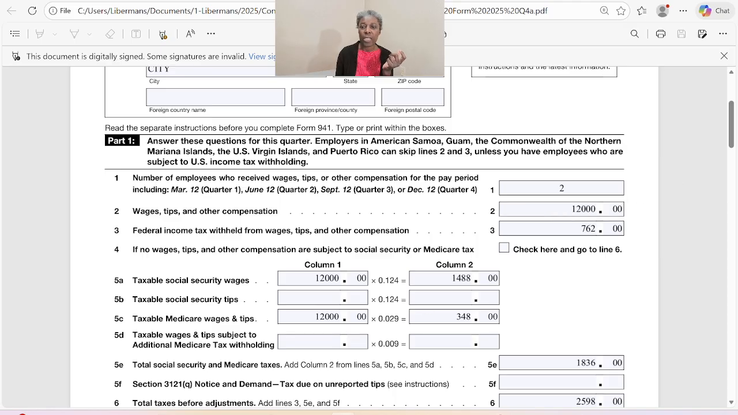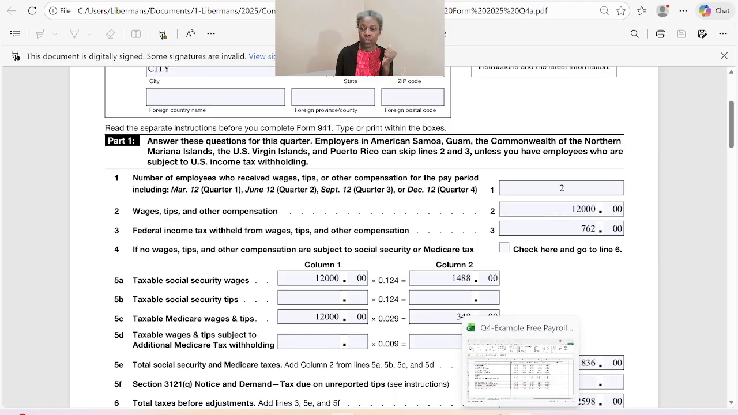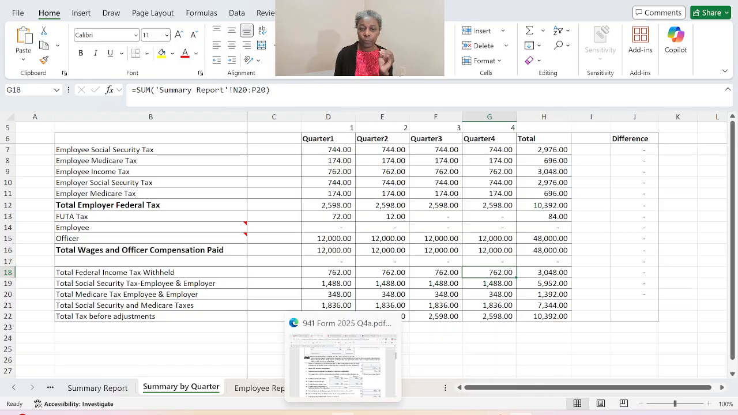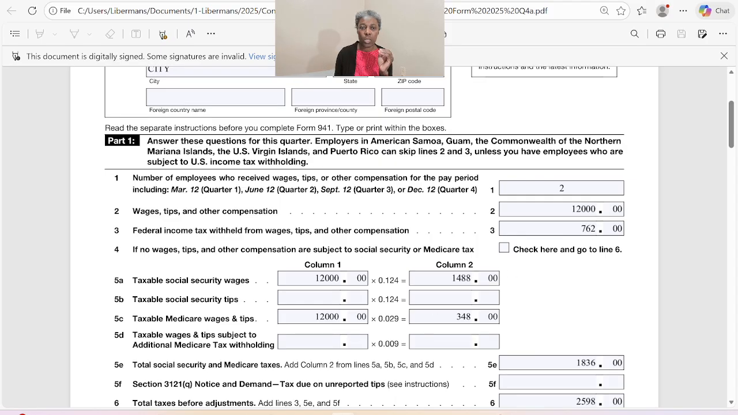Federal income tax withheld: again, you'll go to your spreadsheet and find the total federal income tax withheld from those employees, because the federal income tax withheld is from the employee's salary. The employer does not contribute. So we have 762.